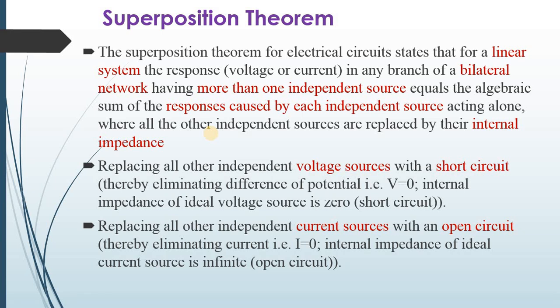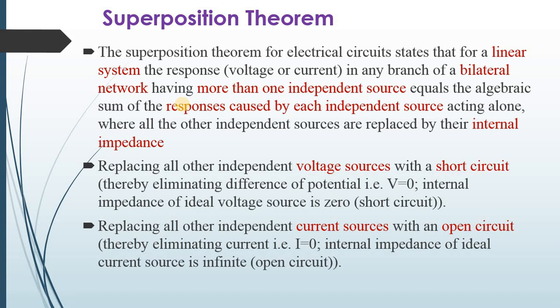So the condition for applying the superposition theorem is that it should be a linear system. That means the VI characteristics of that circuit must be a straight line, or the value of the resistance, capacitance or inductance should not change with change in voltage and current. So this is the linear circuit.